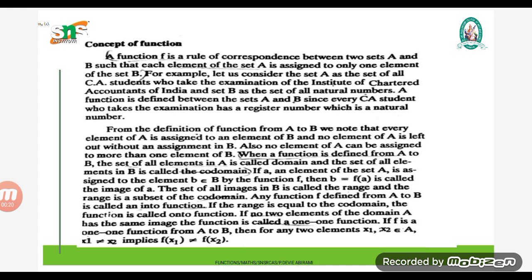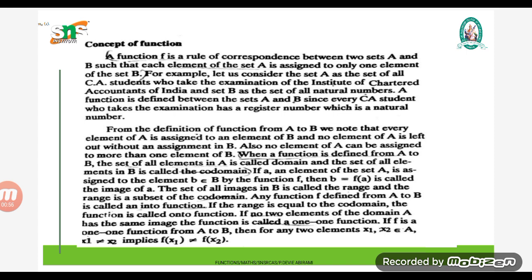A function f is a rule of correspondence between two sets, capital A and B, such that each element of the set A is assigned to only one element of the set B. For example, let us consider the set A of all CA students who take the examination of the Institute of Chartered Accountants of India, and the set B is the set of all natural numbers. So f is a function defined between the set A and B, since every CA student who takes the examination has a registration number, which is a natural number.